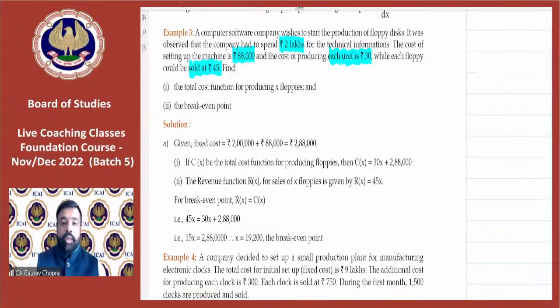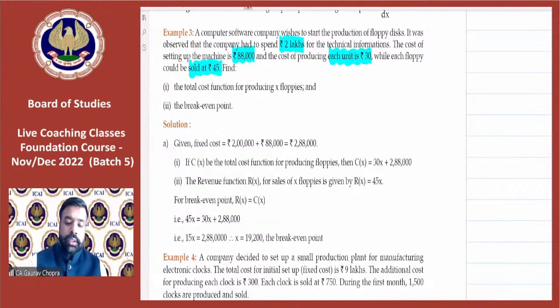Then we have to find the total cost function for producing x floppies. So if we have to calculate the total cost for x floppies, then what we have to do? And then the second is break-even point. So we have to see the two things: the total cost and then the break-even point. So let's see what is the total cost given here.